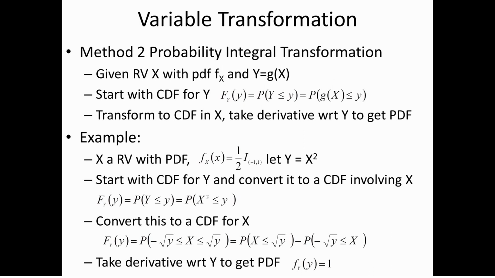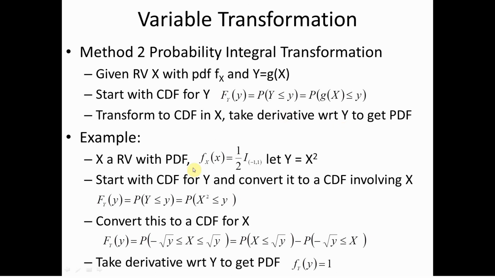The idea is that we start off with the random variable. We know its PDF. We know its CDF with respect to x. And now we have some new random variable. And what we're going to do is we're going to express the CDF in y in terms of the CDF in x. And then we're going to take the derivative with respect to y and get our final answer. And let me show you because it's a little hard to explain.